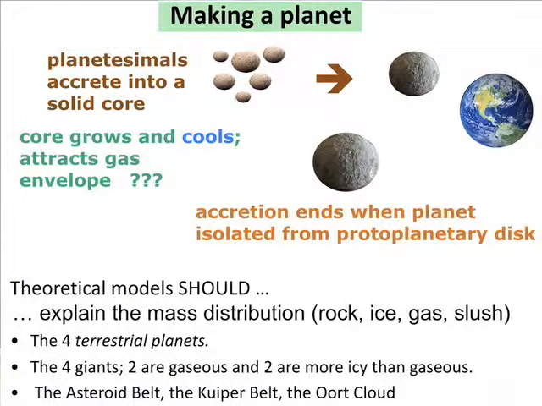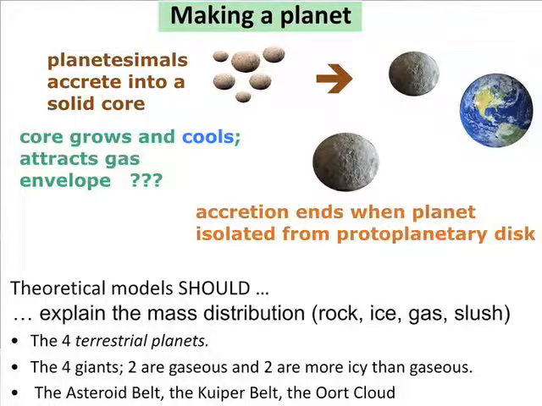What about terrestrials? Something the gas instability model can't do. Well, you start out the same way. Again, it's Occam's razor. Keep it simple. Why should there be one model for the gas giant and another for a terrestrial? So again, you start off with the planetesimals. They're always there. The solid material is always there.